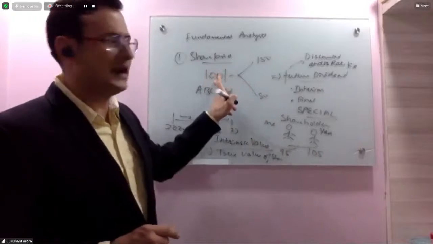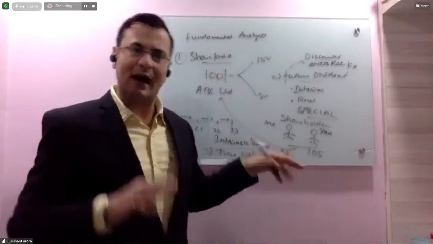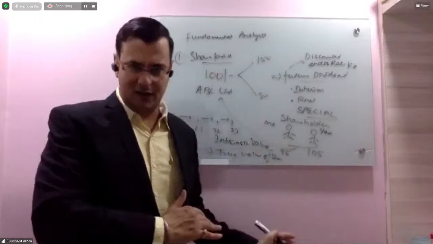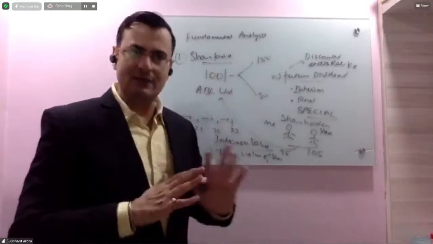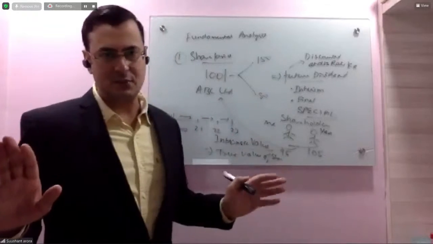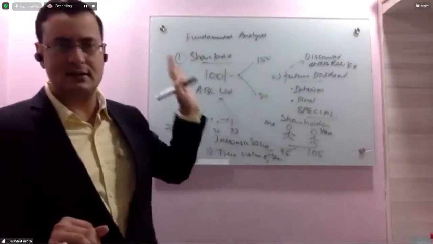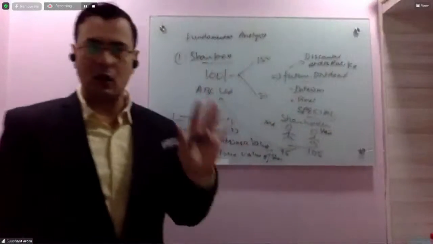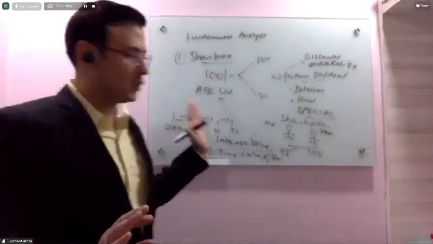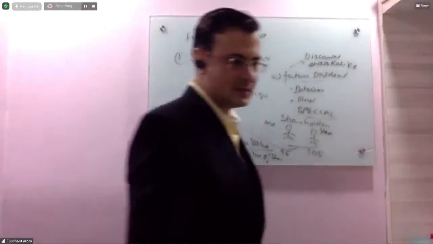So if it is trading at 100, I want to buy at 95. I will wait for the price to come down to 95. If it comes, then I will buy it. Otherwise, at this price, I will not buy. This is all about fundamental analysis. Is it okay, guys? Any doubts? No doubt means you are understanding the concepts properly.